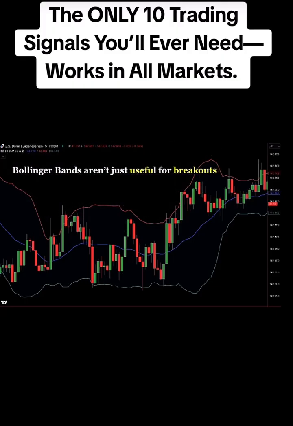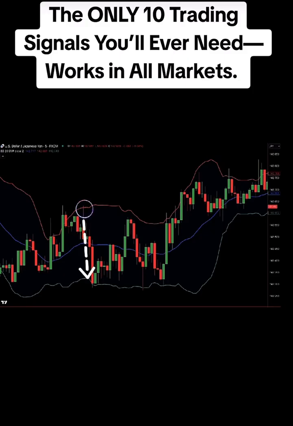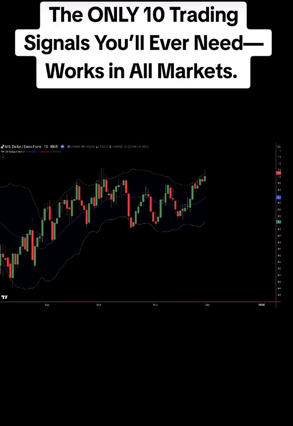Bollinger Bands aren't just useful for breakouts, they also give us high probability reversal signals. As we mentioned earlier, price stays inside the Bollinger Bands most of the time, so when price touches the upper or lower band, it often signals a potential reversal. Let's start with a sell setup.